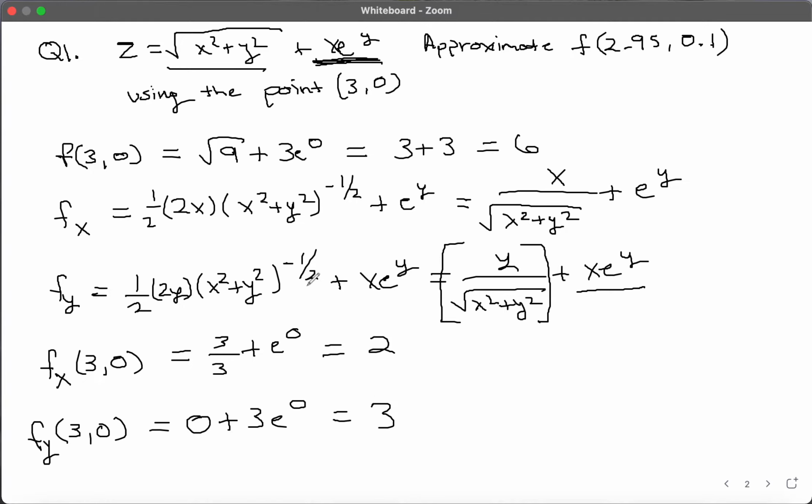Cool. So now we know this, we know this, and we know this, which is enough information to help us write down the equation of the tangent plane. And then we can go ahead and approximate this point right here. So let's go ahead and do that.